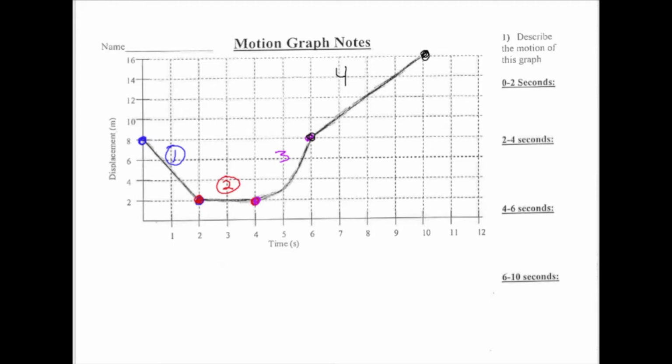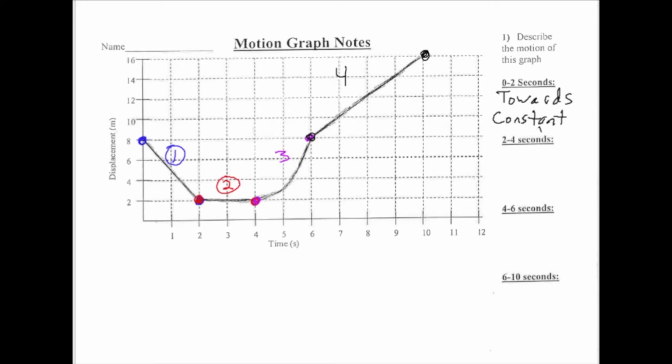So let's go ahead and describe what's happening along those different points. From 0 to 2 seconds, I see I have a line that's sloped downward. Because it's down, it's going from 8 meters to 2 meters. That's going to mean that I'm moving towards the origin. So I'm going to go ahead and write towards here. And then also the fact that it's a sloped line means that I'm moving at a constant velocity. So towards the origin at a constant velocity.